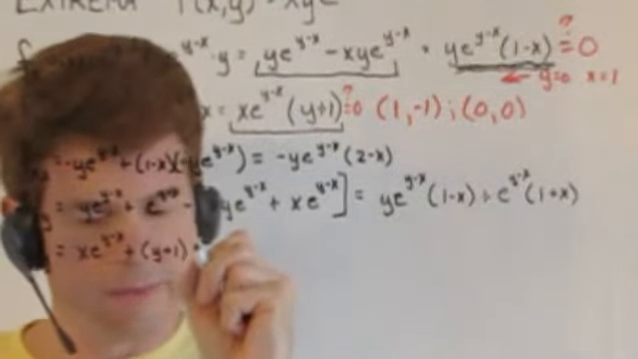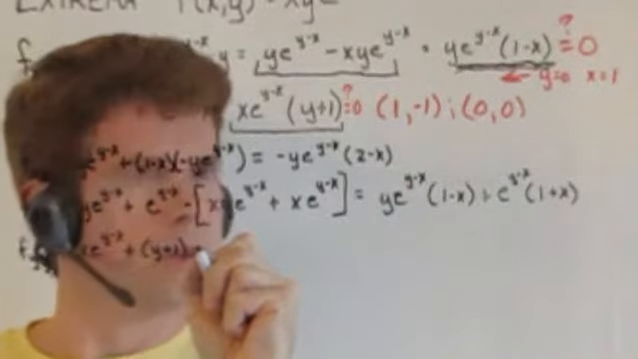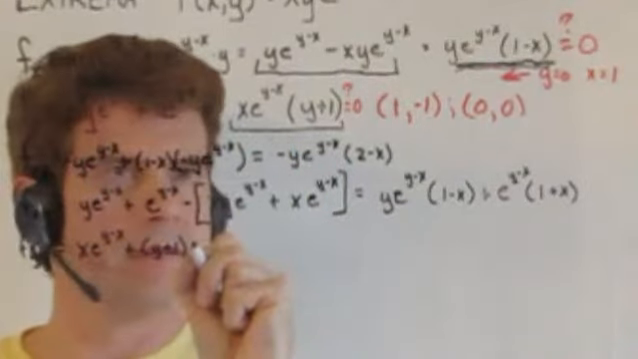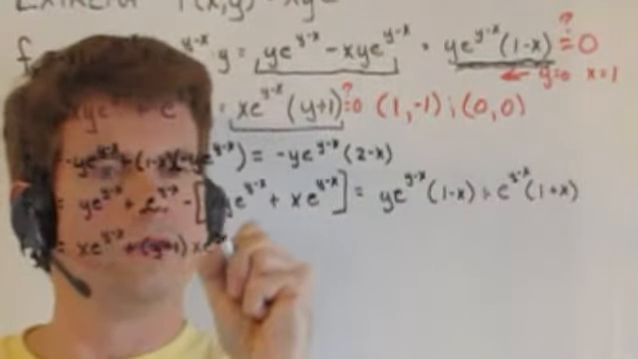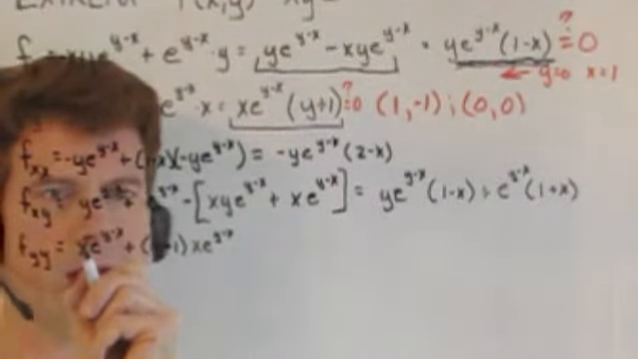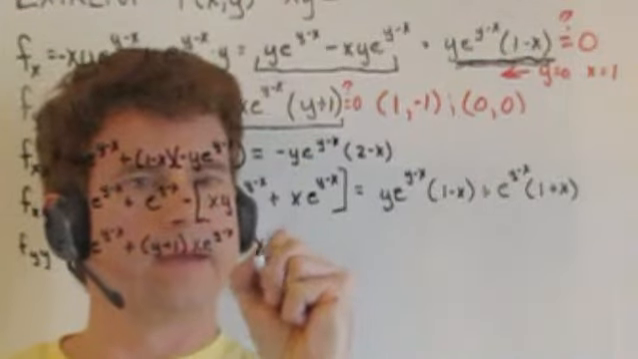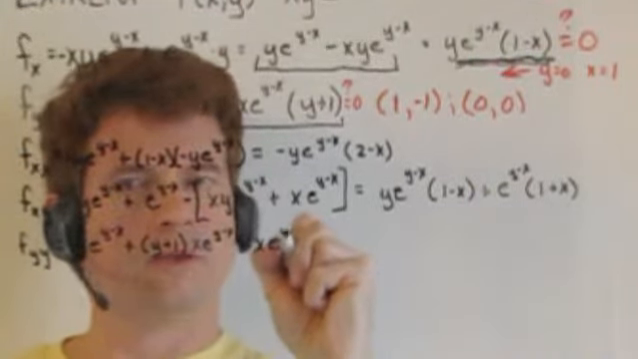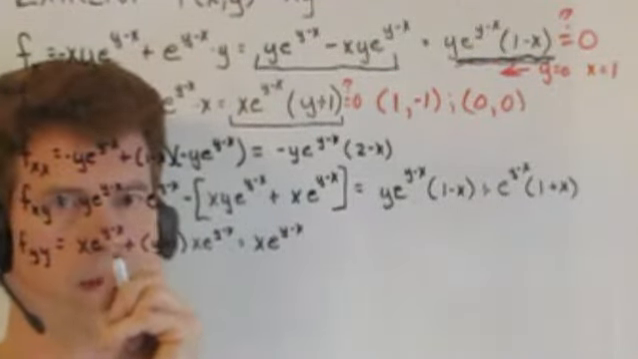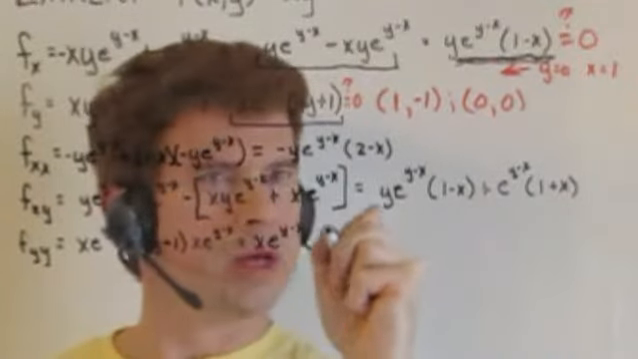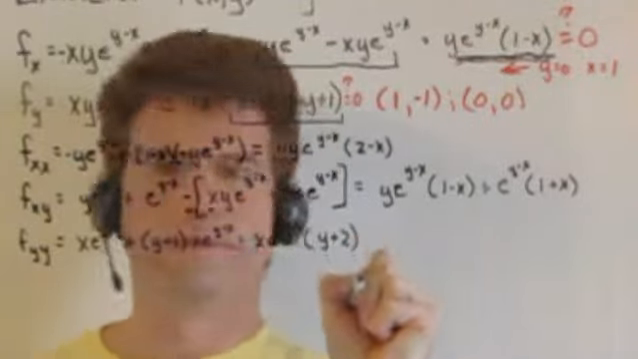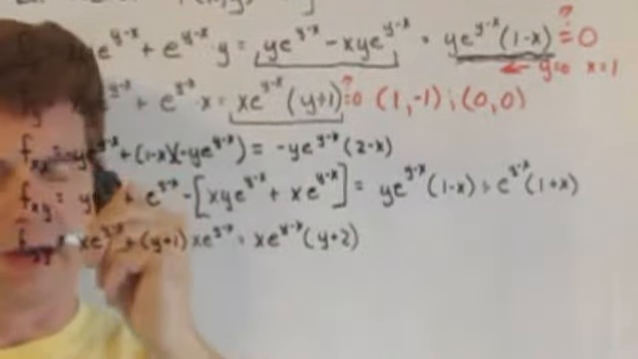That's going to be, we're looking at the same thing again, e to the y minus x. So again, we have the same thing where we're going to be factoring out x e to the y minus x. And so this then is going to be 1 plus y plus 1, and we can put in y plus 2. Okay, so that's given us now the second derivatives that we need.